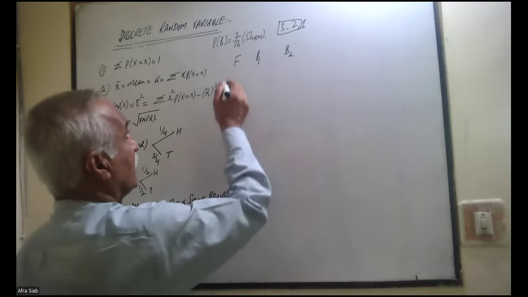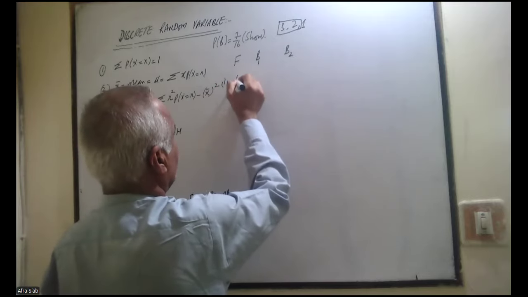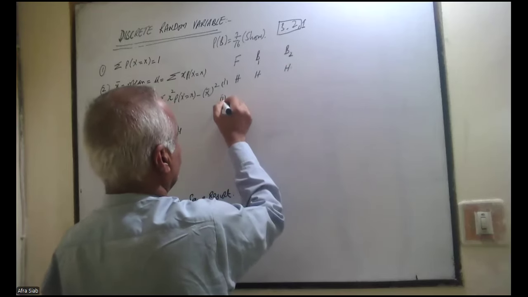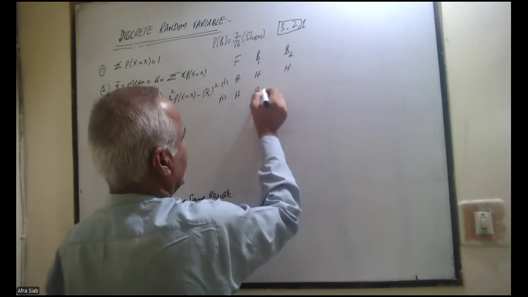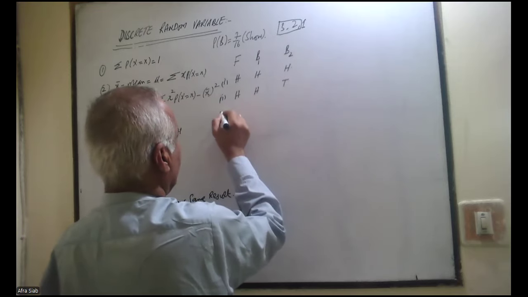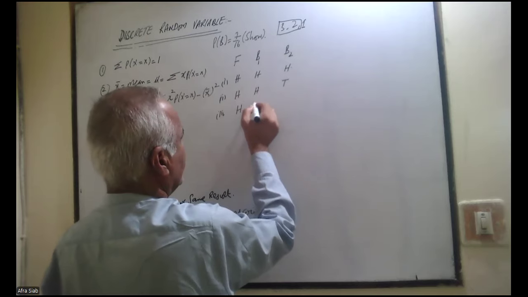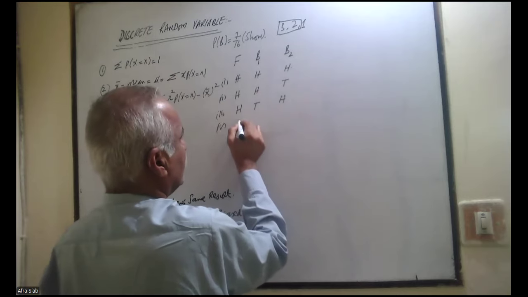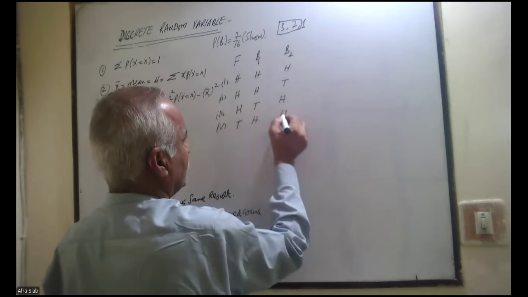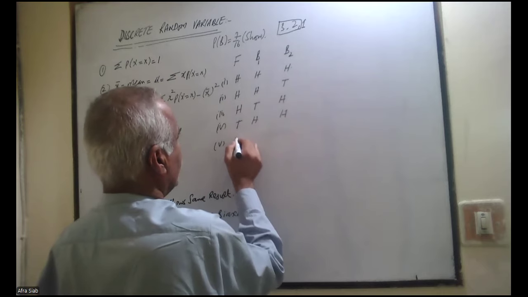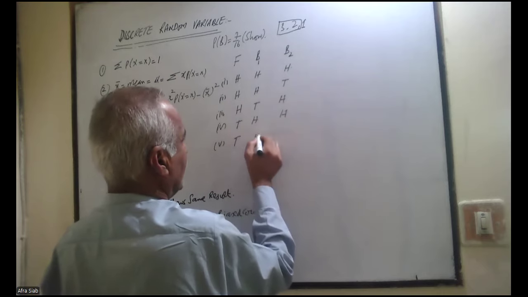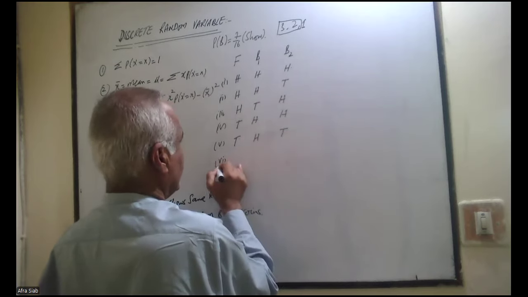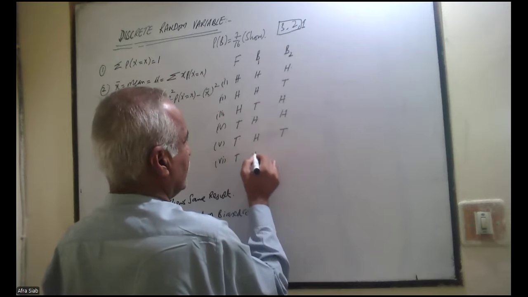So first we will make the possibility that all are showing heads. Second one is this is head, this is head, this is tail. Third one is head, tail, head. Fourth one is tail, head, head. Fifth one is head, tail, tail. And sixth one is tail, tail, head.